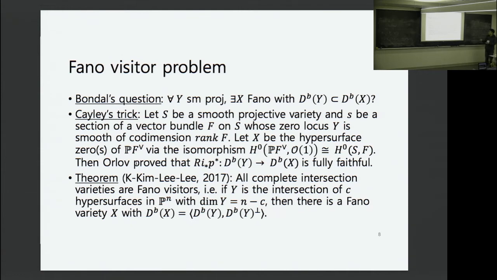Let's just push forward. Anyway, it's an exercise in a first year algebraic geometry course, probably. And so we have a section here, s. That gives me a section of this line bundle, O(1), in the projectivized dual vector bundle. So s gives me an element here, and that gives me a hypersurface in P(F dual). That's what I call X. And what Orlov proved is that the derived category of Y, defined as the zero locus of the section s, is embedded into the derived category of X. X is a hypersurface in the projectivized dual of F. And he proved that this is a fully faithful embedding of triangulated categories.